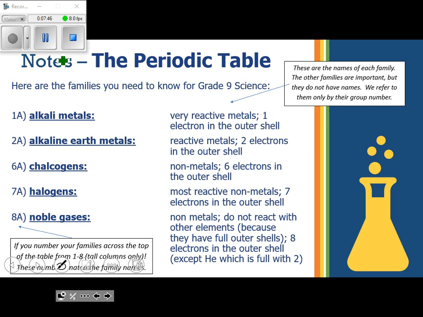Then we're going to skip all the way over to tall column 6. This family, the oxygen family, is called the chalcogens. They're now nonmetals, found to the right of that zigzag line. They have 6 electrons in their outer shell. Their neighbors, the halogens, tall column 7, are the most reactive nonmetals. They have 7 electrons in their outer shell. And the very far right column, the noble gases, are nonmetals, and they don't react with other elements in nature because they have a full outer shell. So they have 8 electrons in the outer shell, with the exception of helium, which is full with 2.